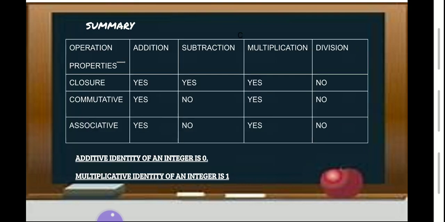If they are of different signs, the answer will be negative. Whether you are doing multiplication or division, the rule remains the same. We have done the properties also. We have done the closure, commutative and associative properties, which say that none of these properties are followed in division. We have done that the additive identity of an integer is 0. We have also learned that the multiplicative identity of an integer is 1.